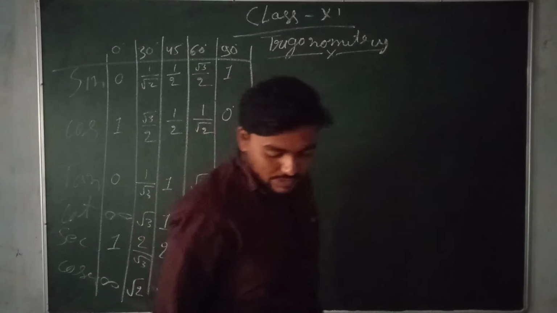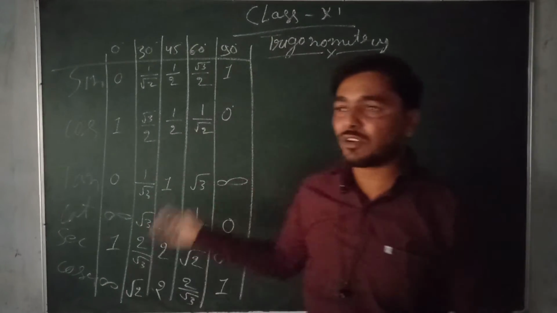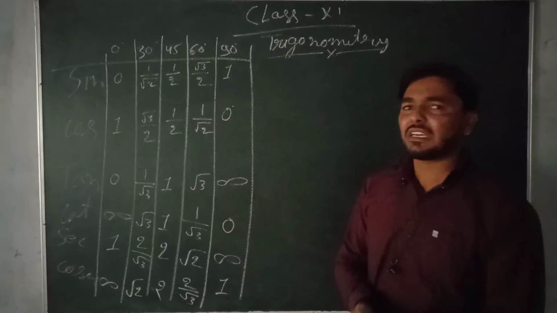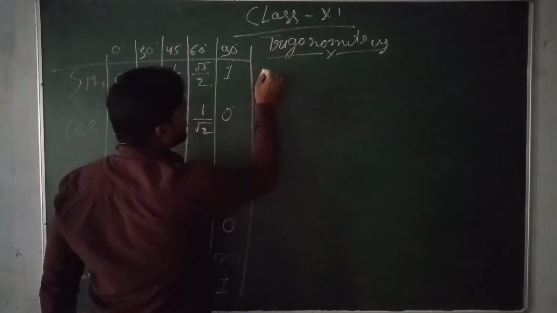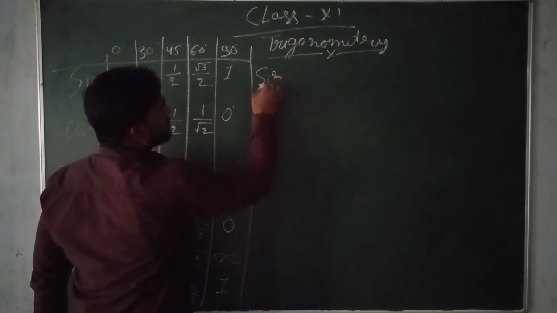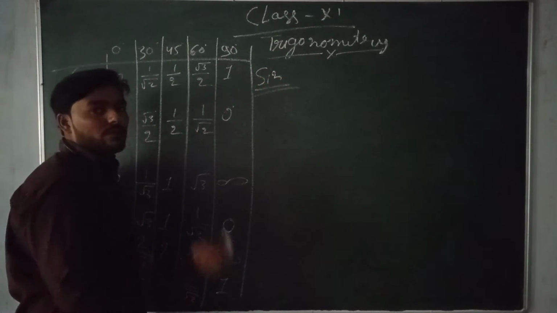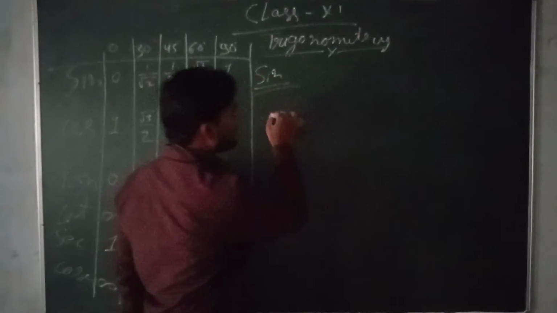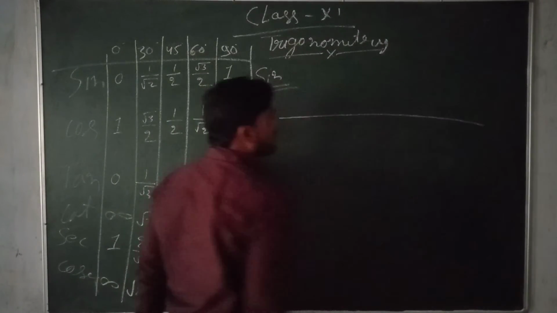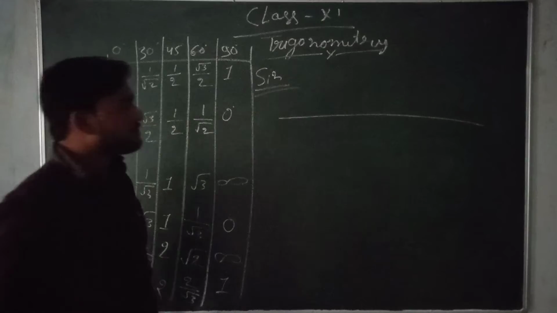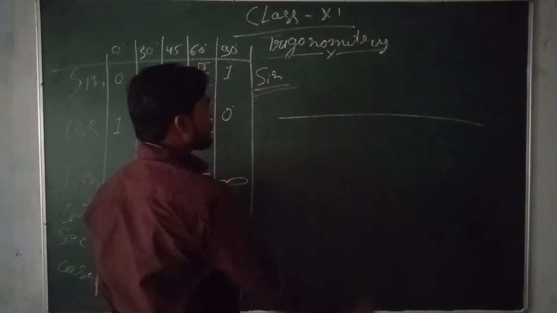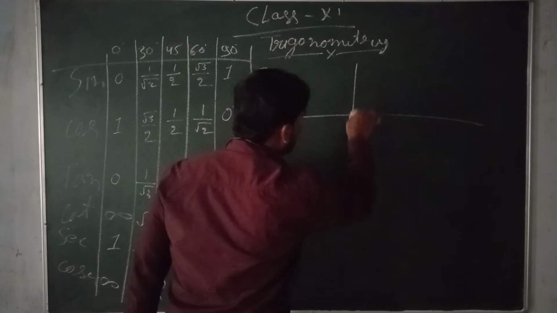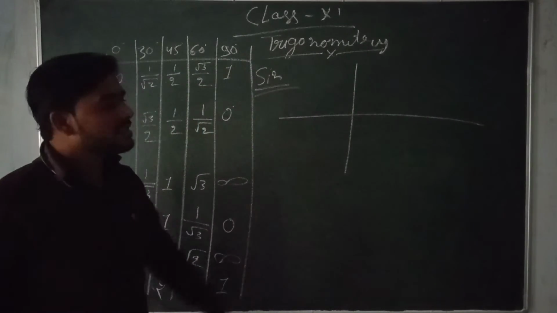Now we are going to see the graph of these trigonometric functions and how they exist. First, for the sine, take the number line as the x-axis and here take the y-axis.